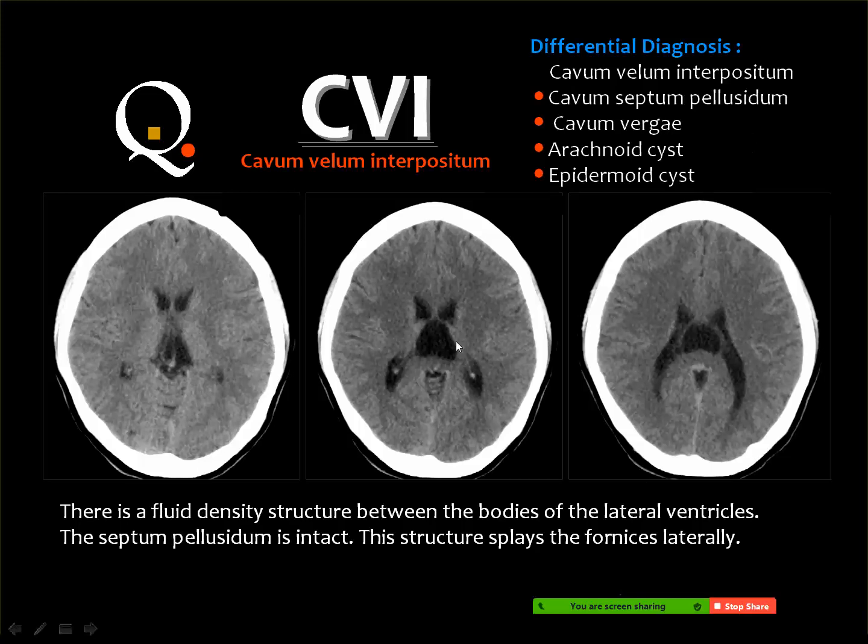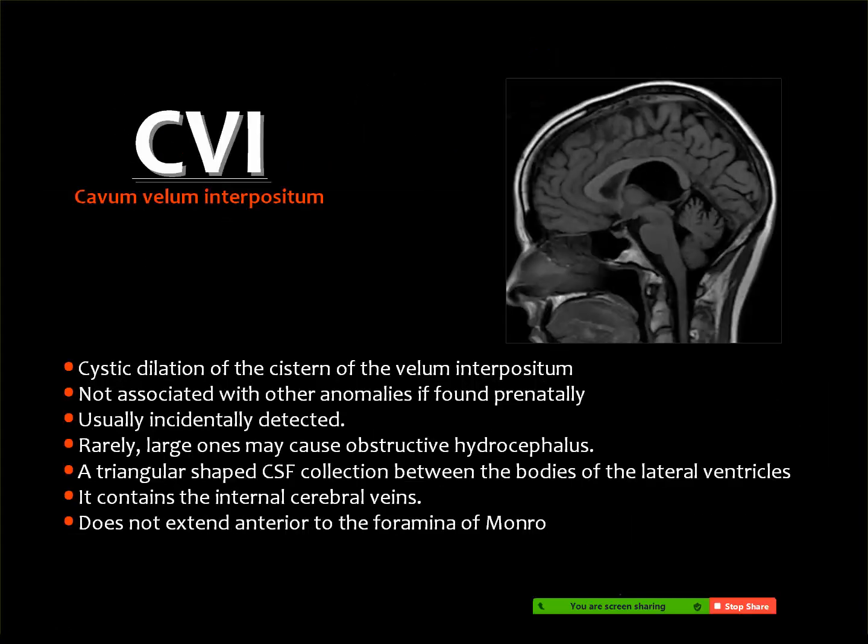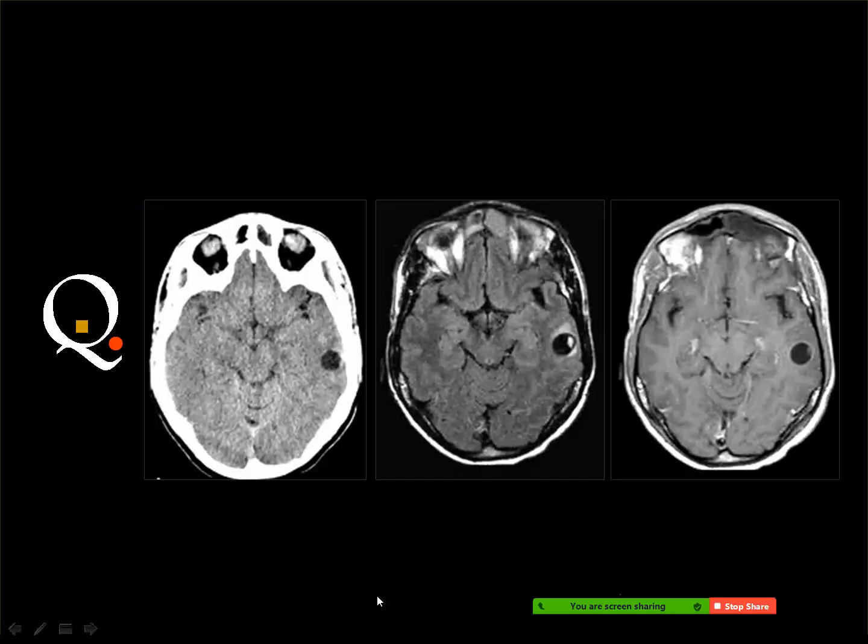Most of the cystic lesions occurring in this area do not have the triangular appearance, and this separates the cavum velum interpositum from other lesions, since the cavum septum interpositum does not usually need any intervention unless it is large enough to cause obstruction of the aqueduct in some cases. In the sagittal image, you can see this oblong appearance, but the appearance in the axial image is quite diagnostic.